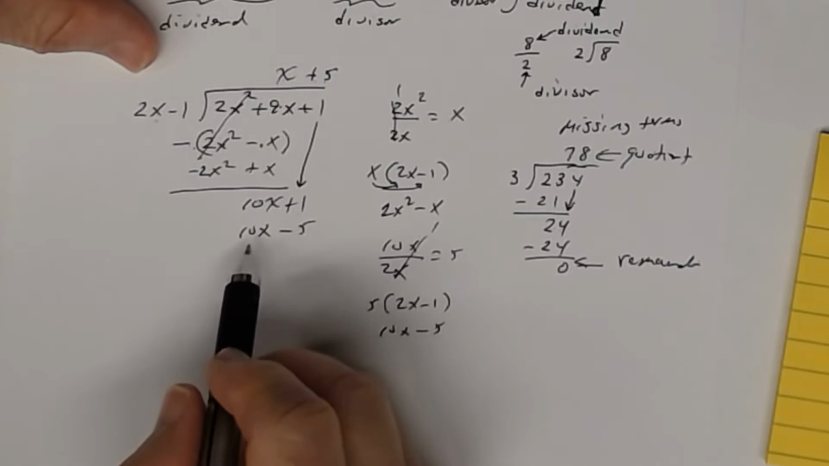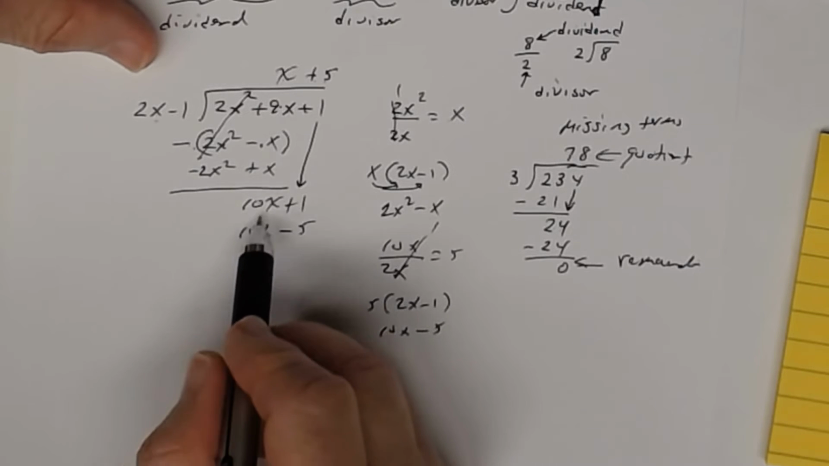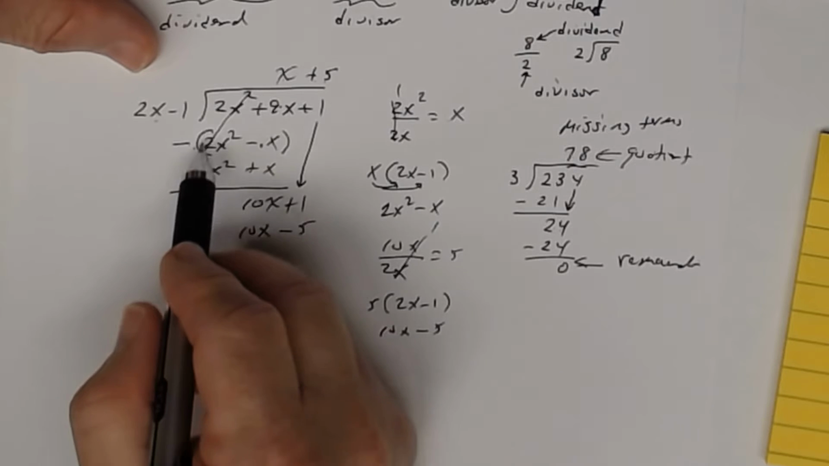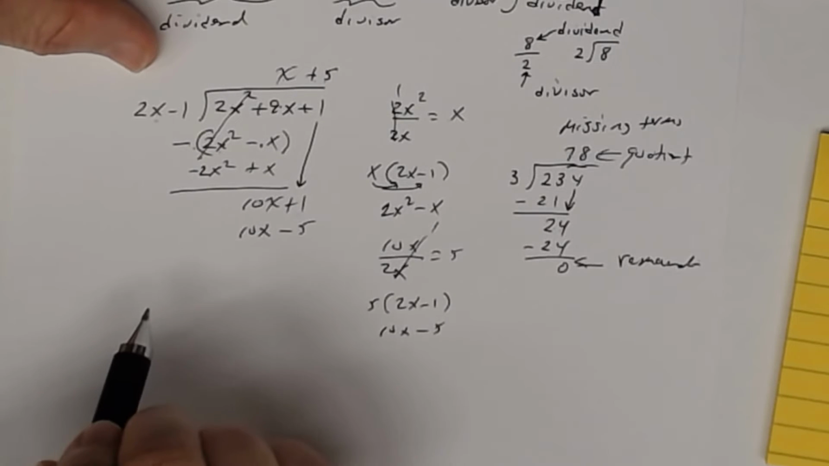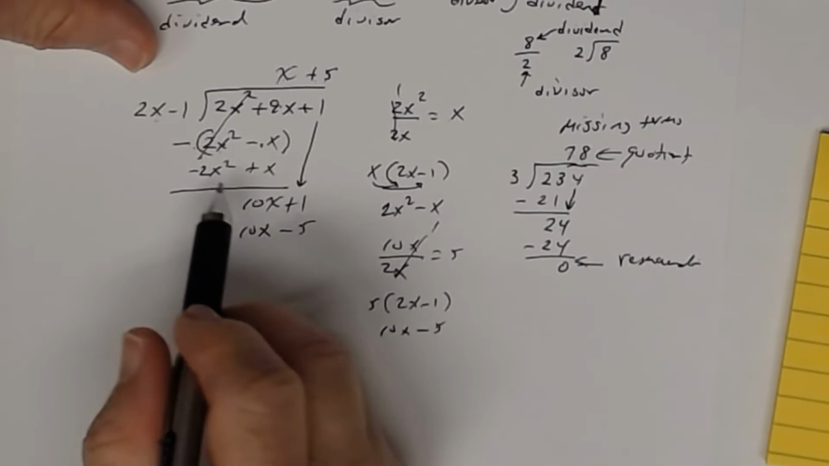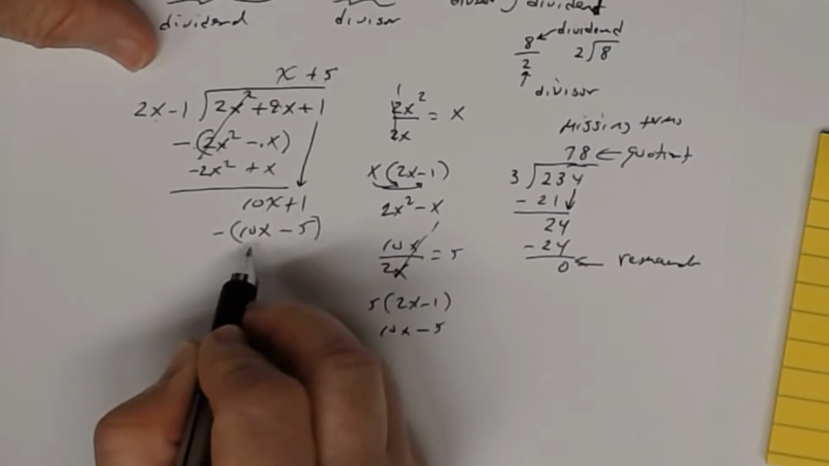If you're doing this correctly, these first terms here have to be identical, just like they were here. 2x squared, 2x squared. 10x, 10x. They have to be identical. Okay? That's important to remember. All right, so now we're going to subtract. So we're going to subtract all of this from this.